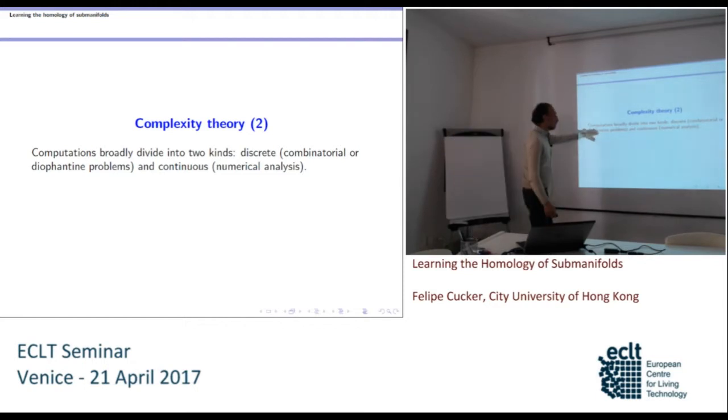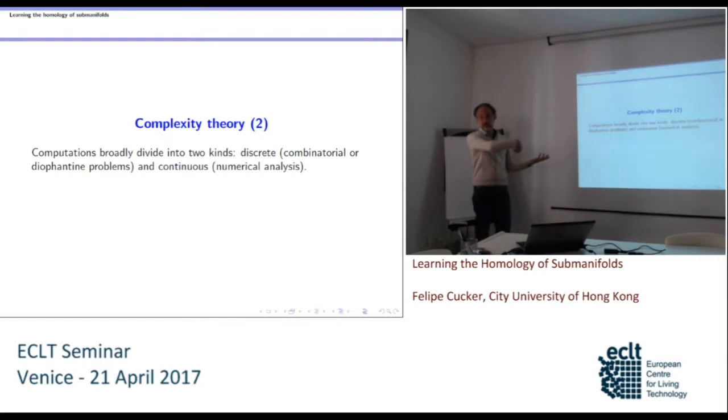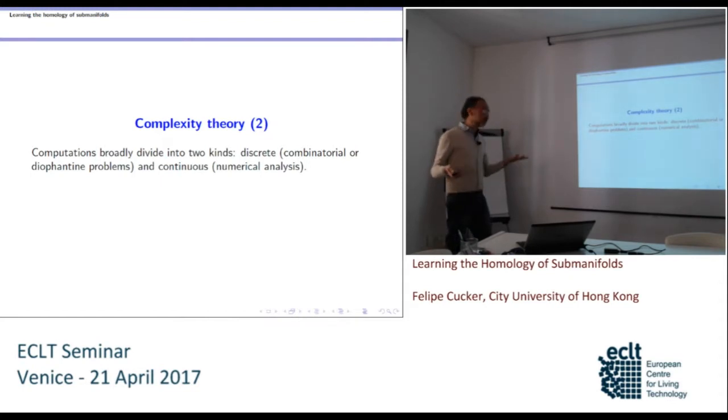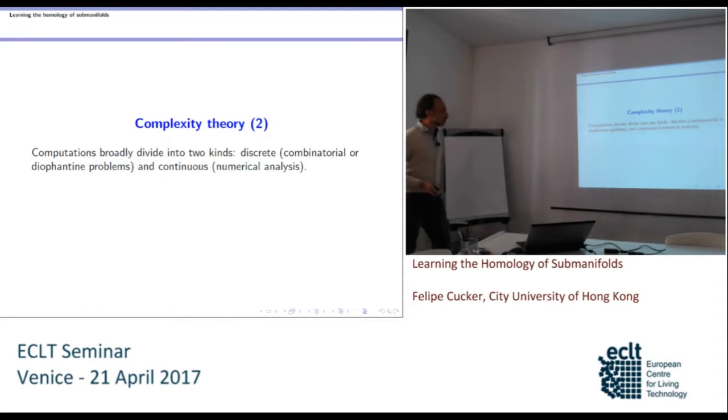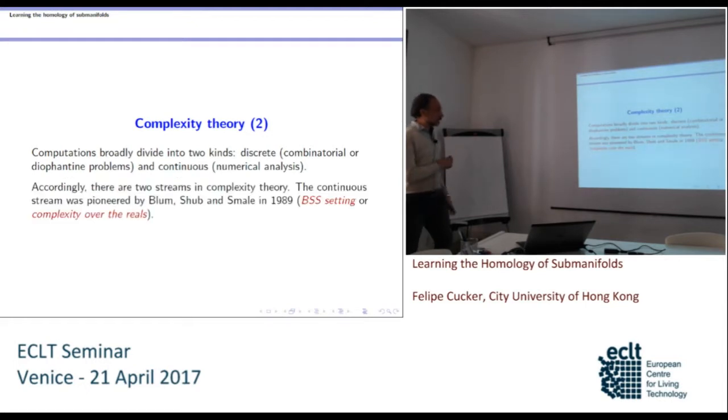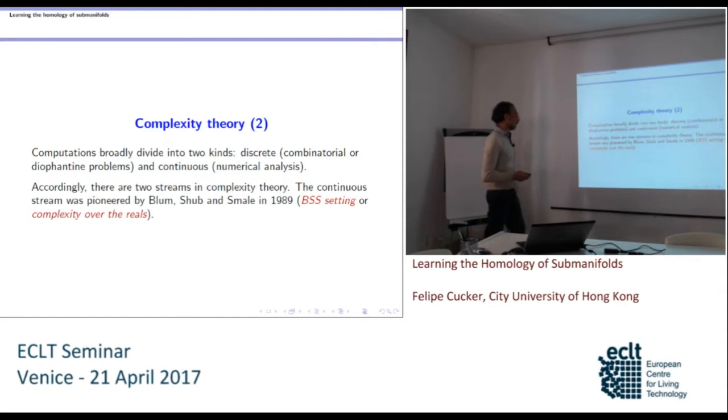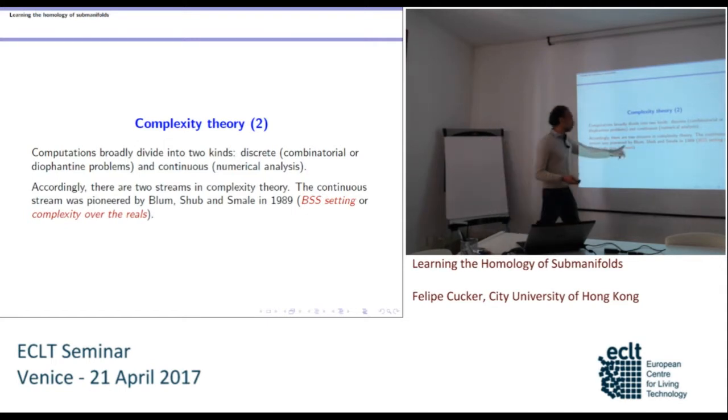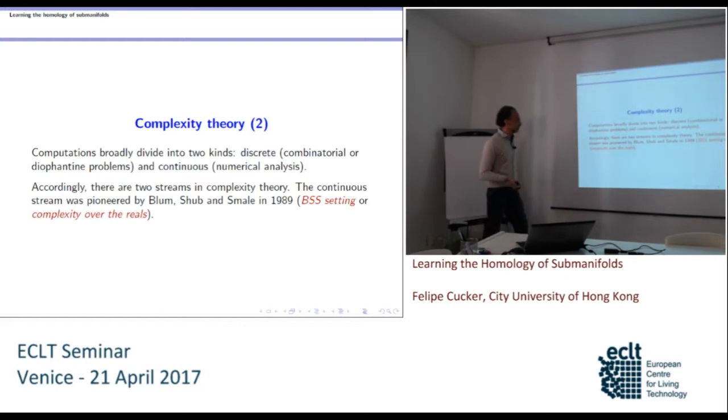Now, computations broadly divide into two kinds. Discrete, for example, combinatorial or Diophantine problems, factorization of integer numbers and things like that, and continuous, whatever we were talking about in the last transparencies. I mean, those are continuous problems. We assume that we can work with real numbers. Actually, they are floating point numbers, but in our minds, they are like real numbers, okay? And accordingly, there are two streams in complexity theory, and the continuous stream was pioneered by Lenore Blum, Mike Shub, Steve Smale in 1989, and is usually referred to as the BSS setting or complexity over the reals.